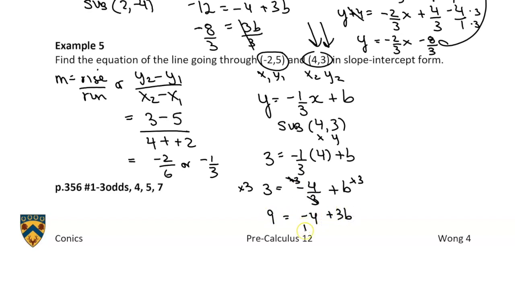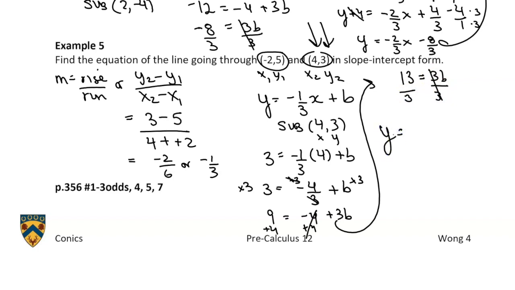And then if we add 4 onto the other side, we have 13 equals 3b. So then b would be equal to 13/3. And we could say y equals -1/3 x plus 13/3. And that'd be a great solution.